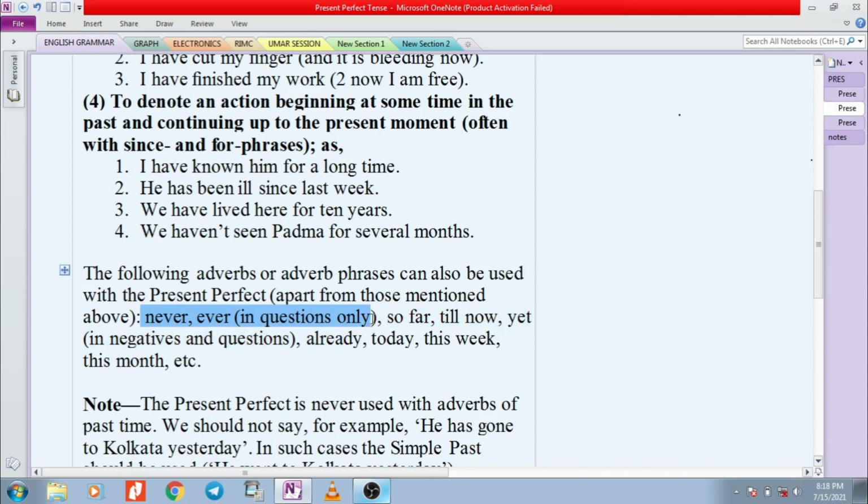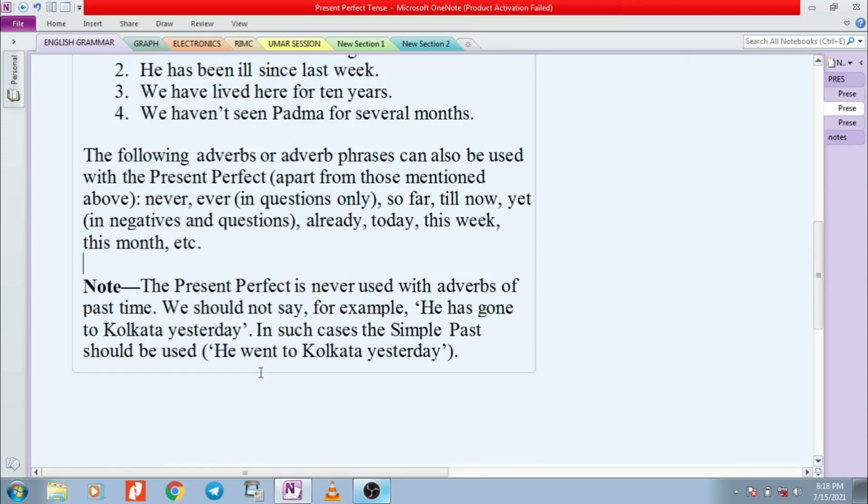Next, the following adverbs or adverb phrases can also be used with present perfect, apart from those mentioned above. Never, ever in questions only. So far, till, now, yet. In negatives and questions, already, today, this week, this month, etc. Note: the present perfect is never used with adverbs of past time. We should not say, for example, he has gone to Calcutta yesterday. In such cases, the simple past should be used. He went to Kolkata yesterday.